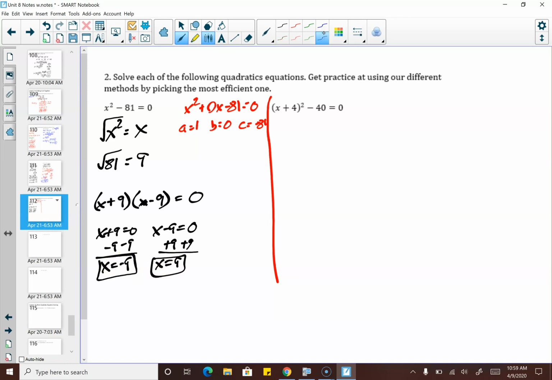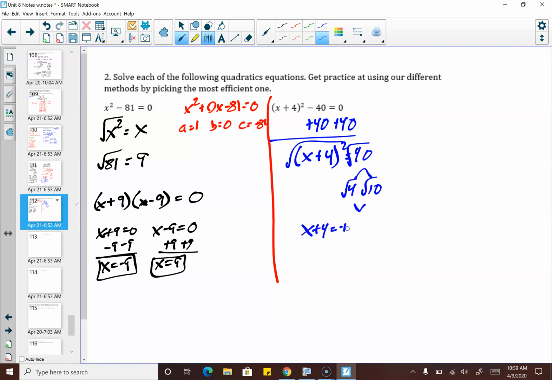On the right-hand side, this looks like it's set up perfectly for inverse operations. So we'll add the 40, x plus 4 squared equals 40. Square root both sides. 40 is not perfect, but 40 does split. Square root 4 times square root 10. We get x plus 4 equals plus or minus 2 square root 10.